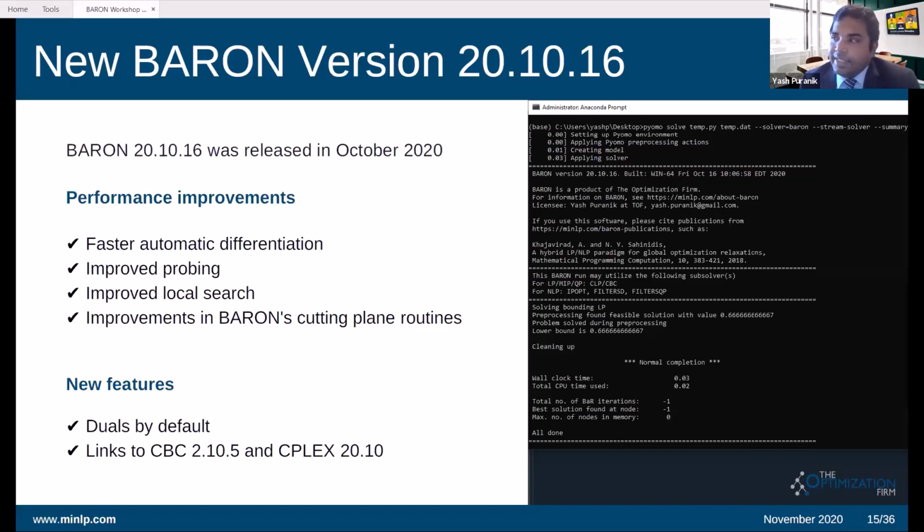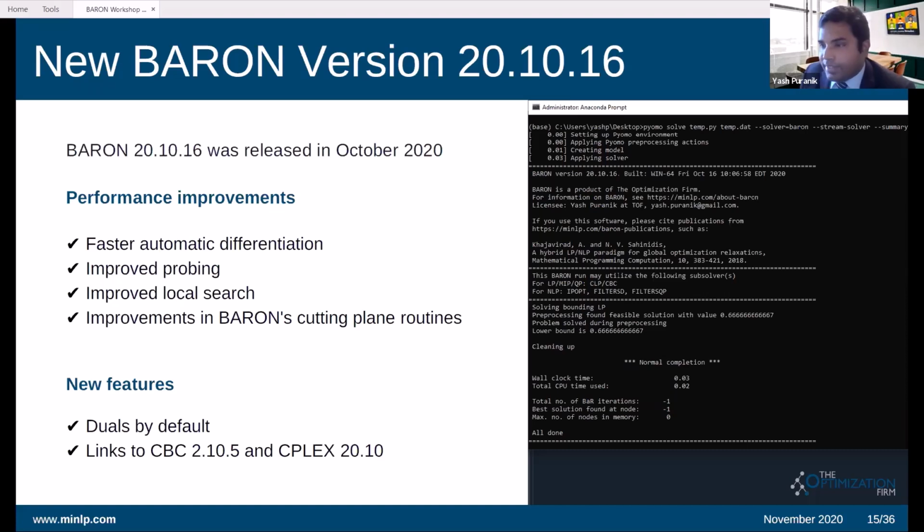Based on the feedback we got from our users, I think users like to see dual variables. They like the shadow costs or shadow prices for their analysis. So, keeping that in mind, listening to our users, we did turn on duals by default. At the same time, we also reworked how we calculate duals, so you can get primal and dual solutions now with the same performance with BARON.